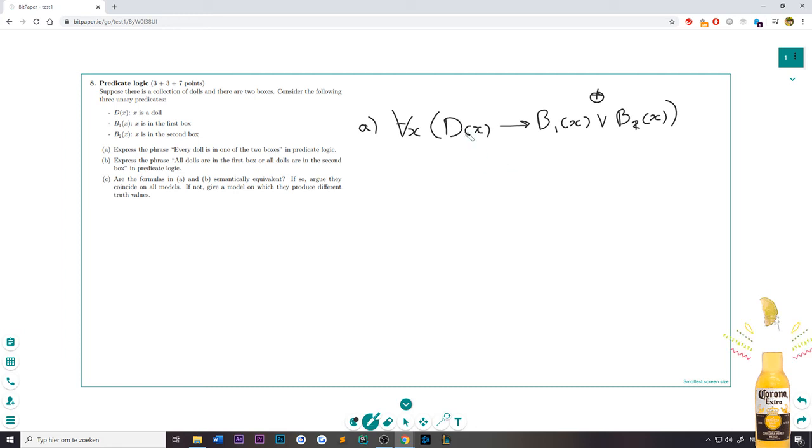It's an implication because inside the box there may also be a ball, right? The implication is needed because we're saying that if it's a doll, then it must be in one of the boxes. But then it may be in the box if it's not a doll. We don't care. So that's when we need the implication. One good way of knowing when to use implication is if you can express the sentence with if-then, right? So "every doll is in one of the two boxes" you can rephrase as "if it's a doll, then it's in one of the two boxes."